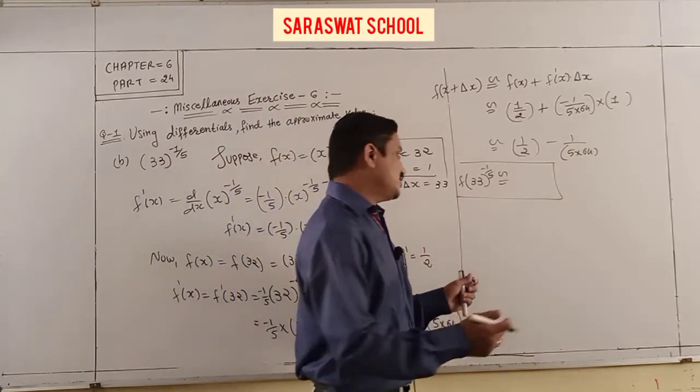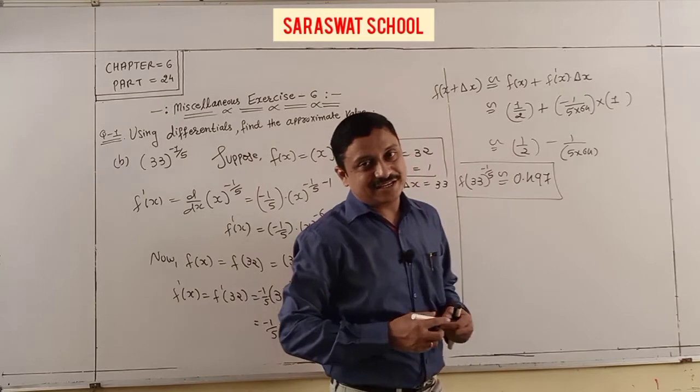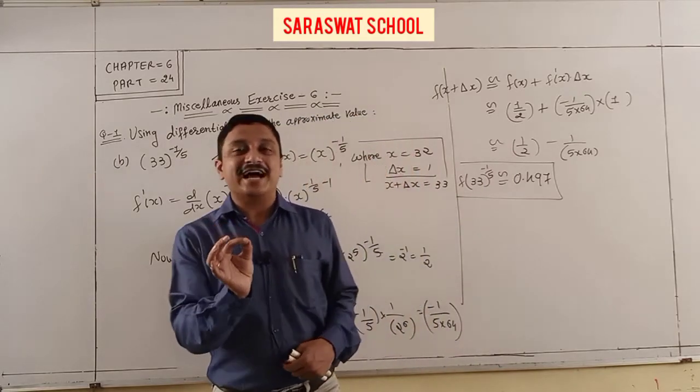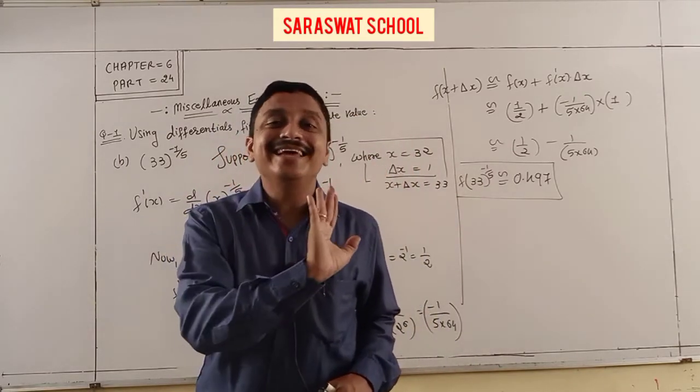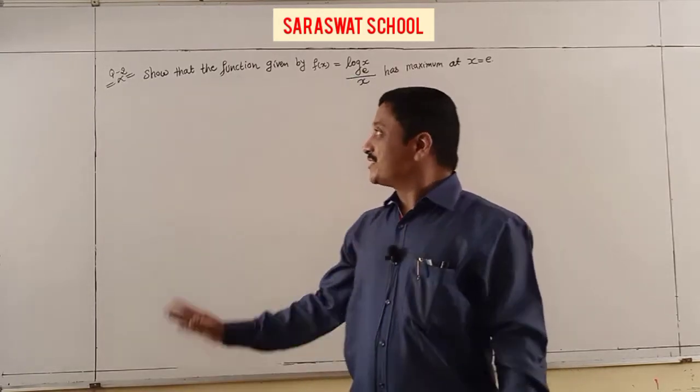So which is students 0.497 approximate, and here students our first data approximate related easily done. Now continue students. Question number 2.